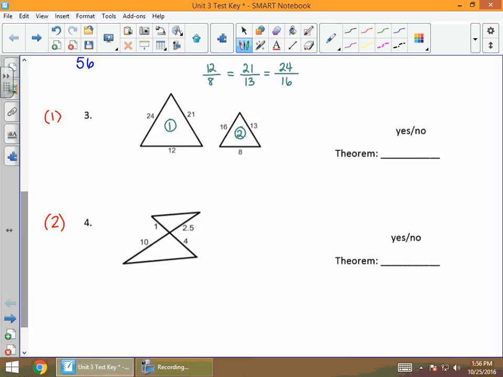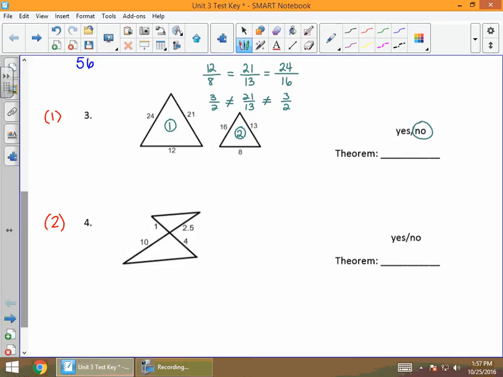And I'm going to look to reduce these fractions. I'm going to reduce all 3. So 12 over 8 reduces down to 3 over 2. 21 over 13 does not reduce down, it's still 21 over 13. And 24 over 16 reduces down to 3 over 2. So if these 2 triangles are going to be similar, all 3 of these have to be exactly the same. And 3 over 2 does not equal 21 over 13. So they are not all exactly the same. They are not all equal. So it does not have a scale factor, therefore this is a no. That's why it's only worth 1 point.